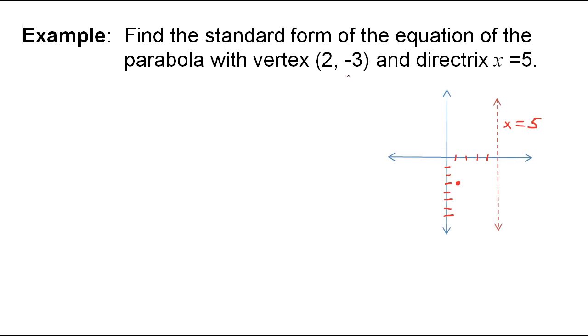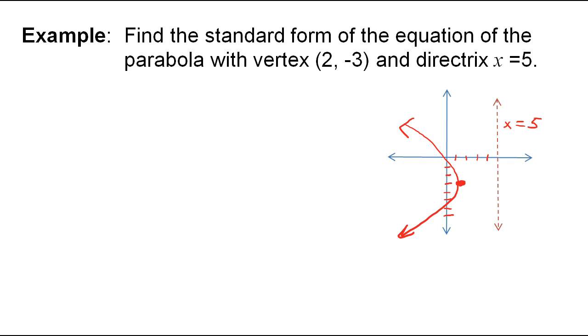Okay, if you look at what I have here, here's the point (2, negative 3), right there. Here's the vertical line x equals 5. My parabola is going to have to do something like this. I don't know how steep it is, but it's going to have to look like that, because here's the directrix, here's the vertex. It has to open that way. The parabola will never cross the directrix.